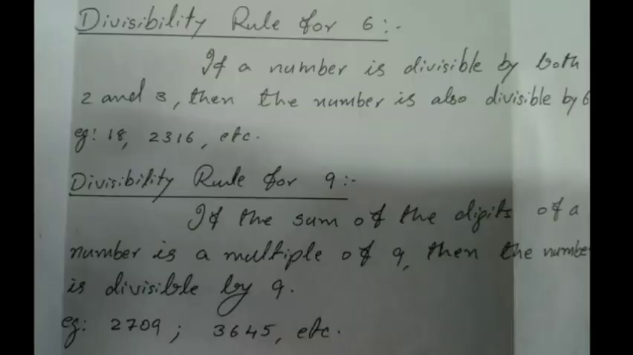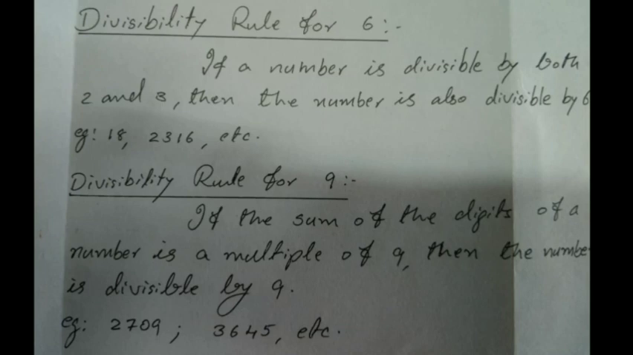Okay, children, write down the notes for today. Today we have discussed the divisibility rules. First one, the divisibility rule for 6. That is, if a number is divisible by both 2 and 3, then the number is also divisible by 6. Here are examples. If you look at 18, 18 is an even number, so it is divisible by 2, and 18 is a multiple of 3, so it is also divisible by 3. Therefore, we can say that it is divisible by 6.